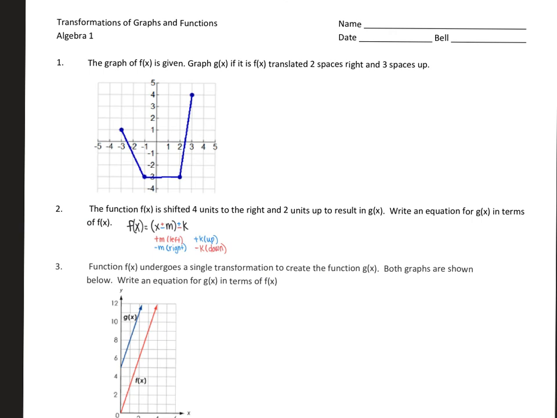Okay, so let's do number 1. It says the graph of f of x is given. Graph g of x if f of x is translated 2 spaces to the right and 3 spaces up. So go ahead and do that. Number 2, it says the function f of x is shifted 4 units to the right and 2 units up. Write an equation for g of x in terms of f of x.